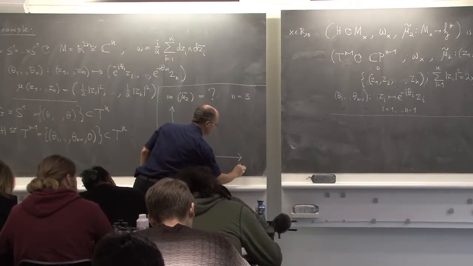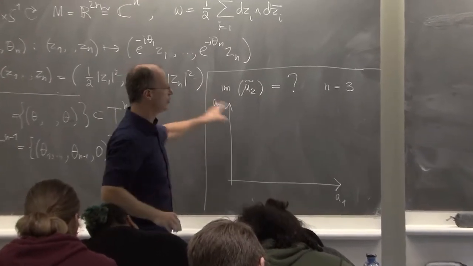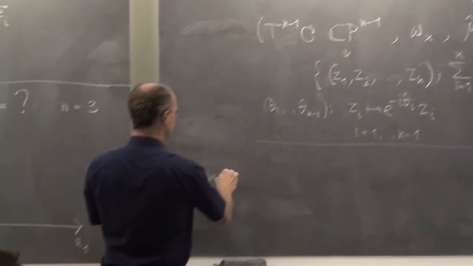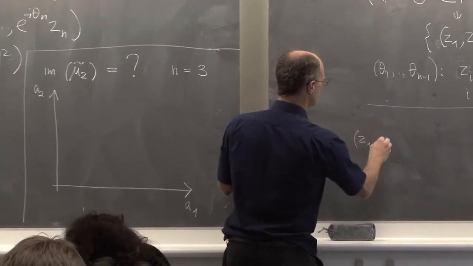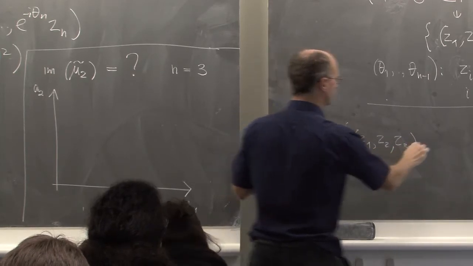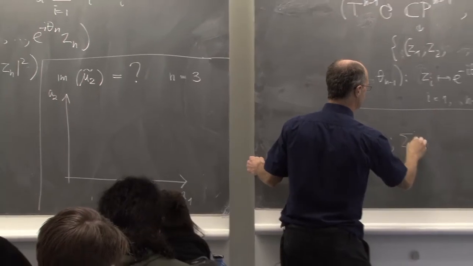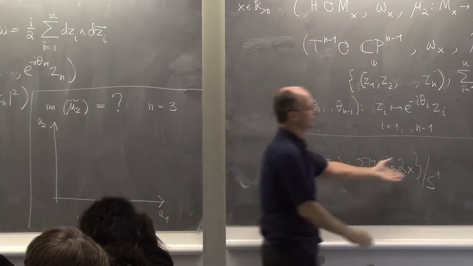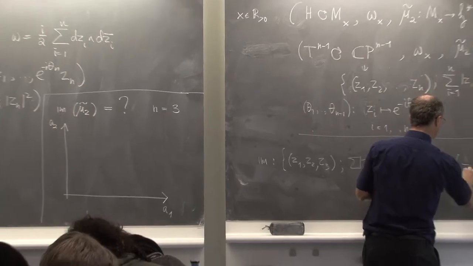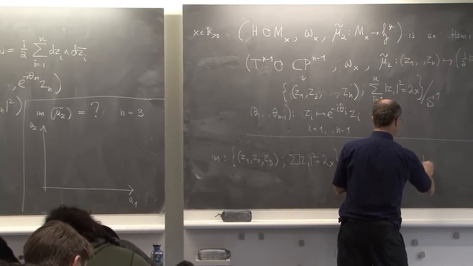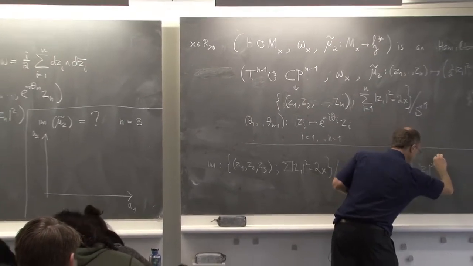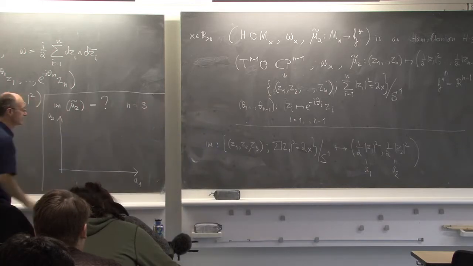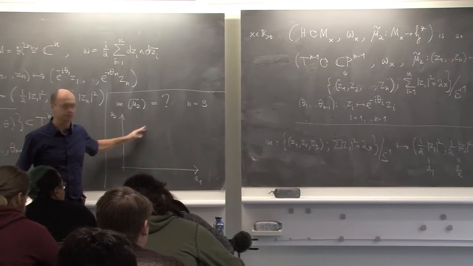Let's just try to draw this image. We have two axes, A1 and A2, the two components of the moment map, and we want to compute the image of this map. So Z1, Z2, Z3, with the sum of Zi squared equal to 2x, mod S1, but I don't think that's going to be important now. It is mapped to a 2-vector, 1/2 Z1 squared, 1/2 Z2 squared. So this is our A1, this is our A2. It's already clear that the image is completely in this positive quadrant because they are positive.